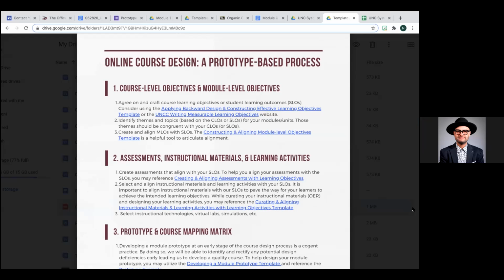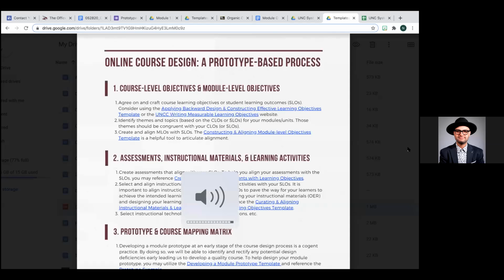So when my colleague, Dr. Brooks, and I sat down, virtually of course, to discuss how we could approach this project in such short time without compromising its quality, we decided to use backward design as our course design approach. We decided to implement a prototype-based course development process, and we utilized QM standards as our quality criteria.